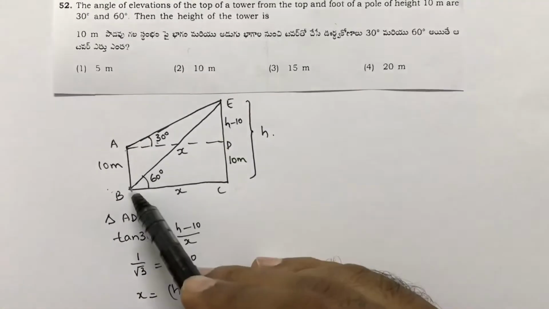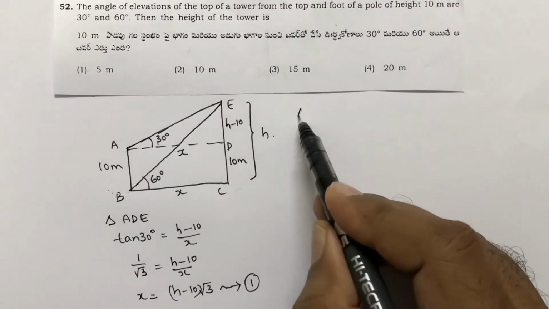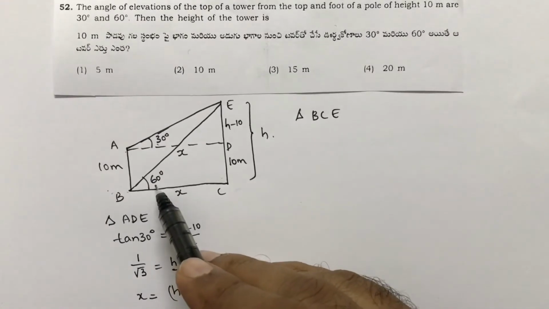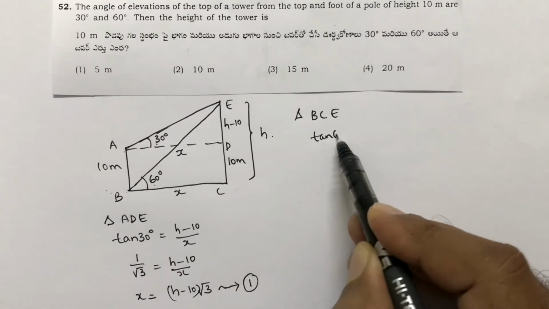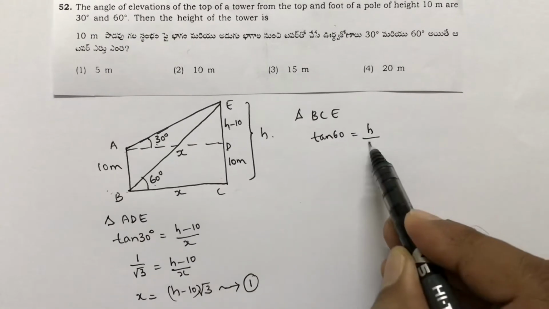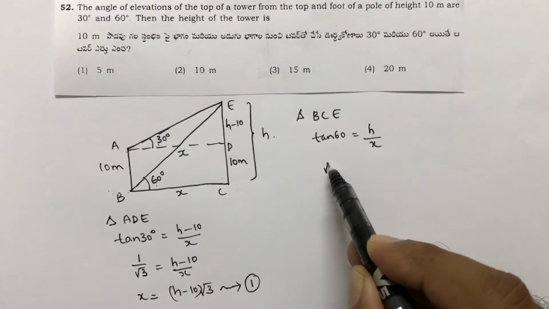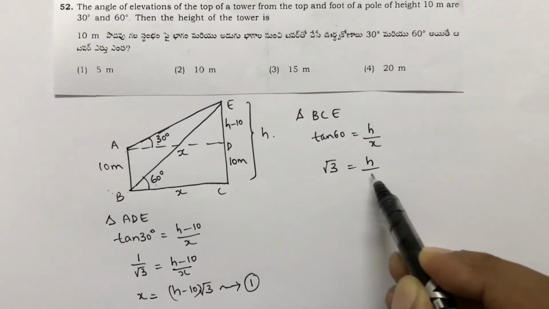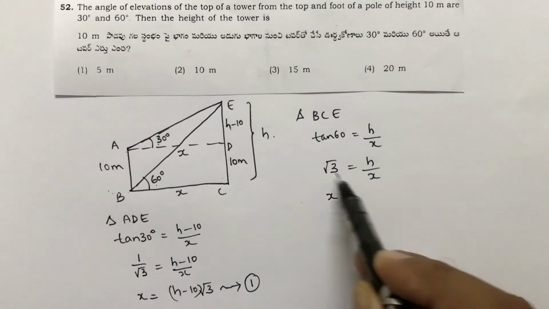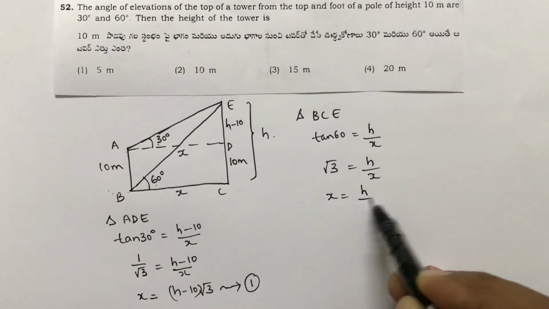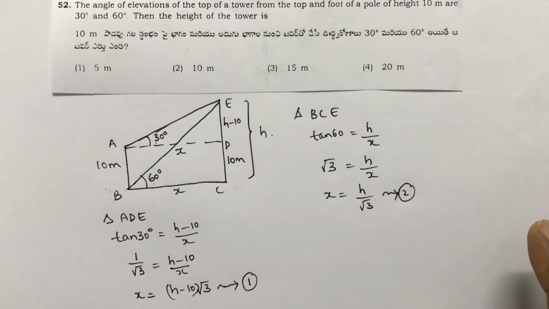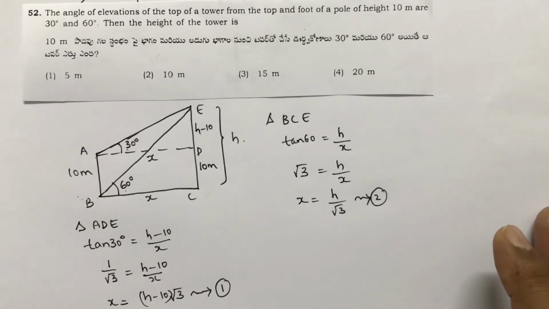Now take another triangle, BCE. In BCE, theta is 60. Opposite is total, that is h, and adjacent is x. So tan 60 is root 3 equals h by x. Here also if you cross multiply, x equals h by root 3. This is equation 2.